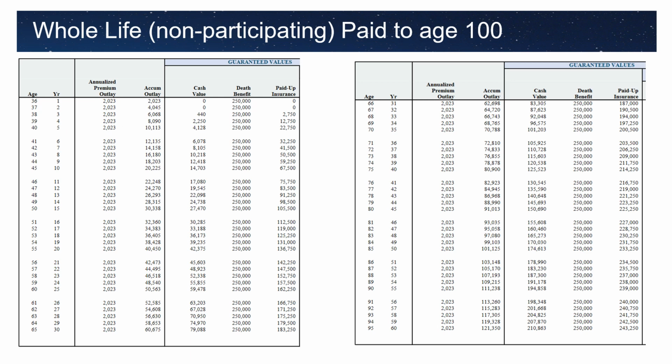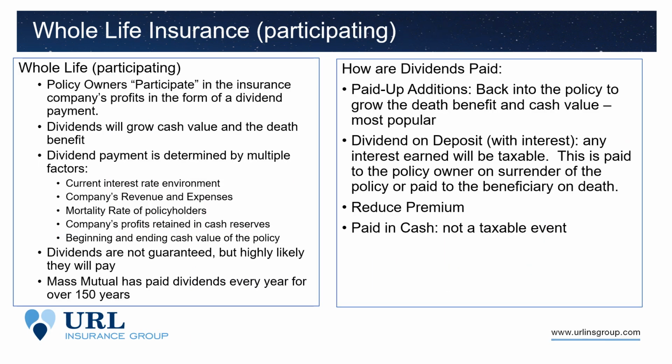So if we look out at age 65 in 30 years, the client has paid in $60,675 into the policy. Cash value is guaranteed at $79,088. So there's almost 19,000 guaranteed more cash value than they paid into the policy in 30 years. Death benefit is $250,000. And if she at this time decided to not pay any more premiums, the paid up life policy at that time would be $183,250.